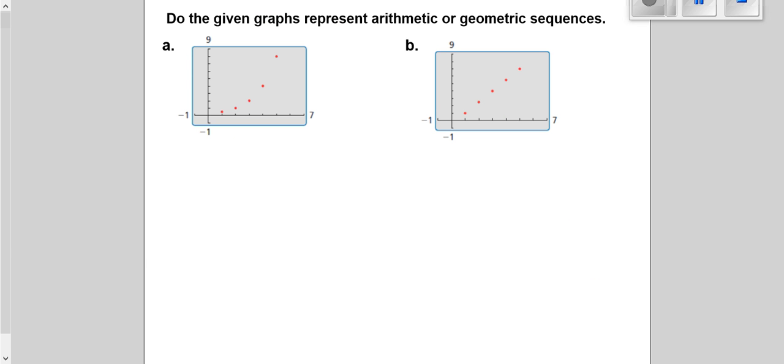Do the given graphs represent arithmetic or geometric sequences? Okay, arithmetic is when you were adding to get to the next number, and those are the ones that showed up as linear expressions or equations. So that's this one, straight line. This is the arithmetic. And geometric is when we're multiplying by numbers, so that goes up faster, faster, faster, faster. So this is the geometric.